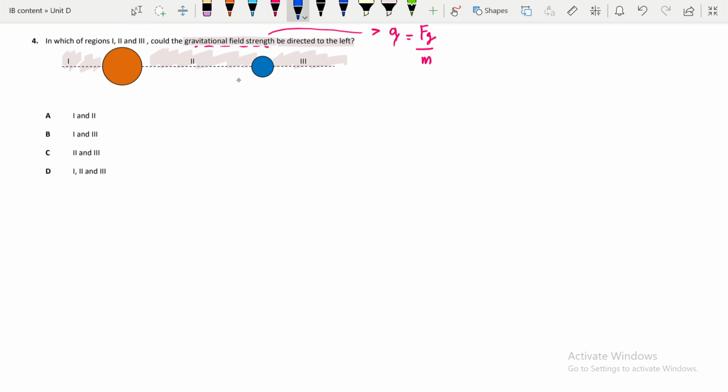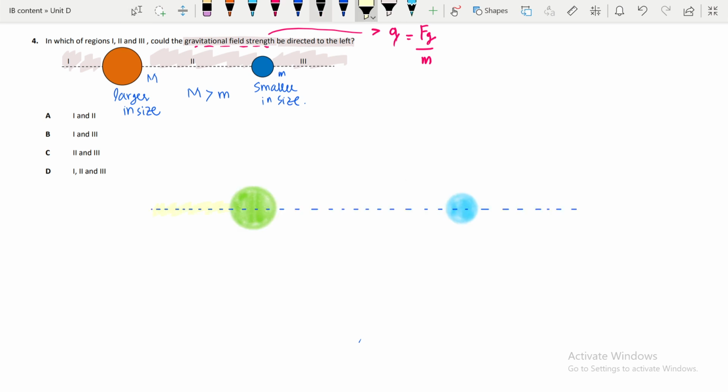From the size, we can conclude that this must be the larger mass because it's larger in size, and that is smaller in size. So if we compare their masses, capital M is obviously more than small m, so this must have a stronger field around it. Which means that in this region, as you can see, the field of this larger mass will obviously dominate. So we can say that the strength of the capital M should be more than the strength of small m.